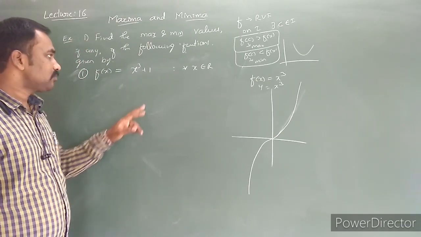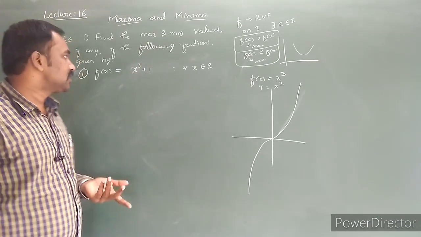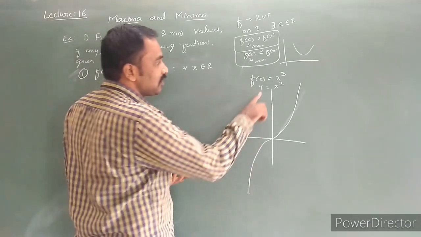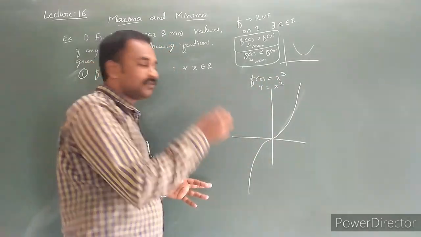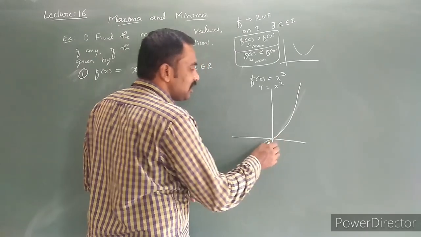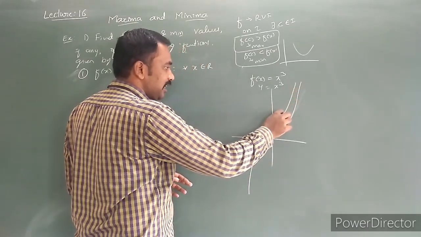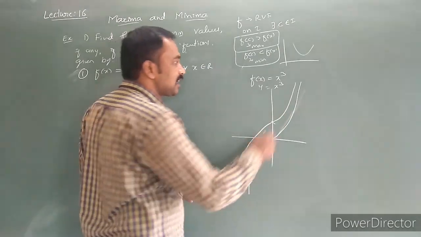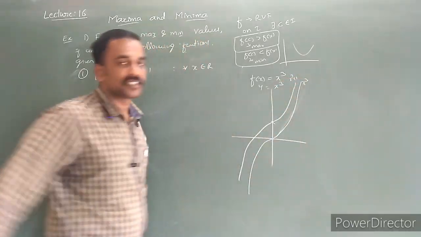But here, the function value is x cube plus 1. F of x is equal to x cube, and x cube plus 1 is nothing but a shifting of the origin. That means it intersects the y-axis at 1. The graph of x cube plus 1 is like this. This is x cube plus 1, and this is the x cube.